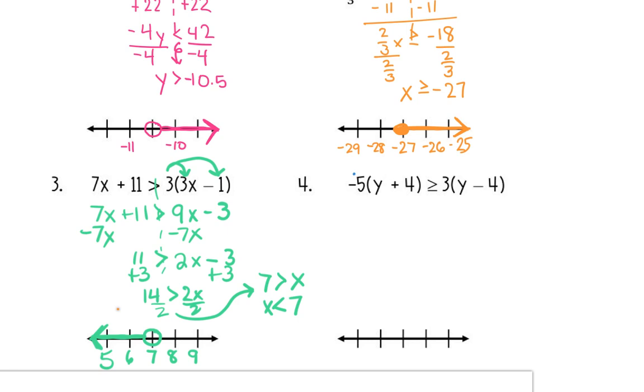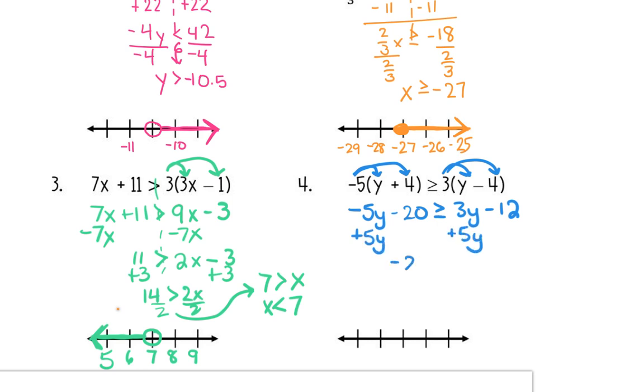Number 4, there's parentheses. I'm going to distribute both sets of these. So I have negative 5y minus 20 is greater than or equal to 3y minus 12. Variables on both sides. I'm going to add 5y to both sides. That's going to give me negative 20 is greater than or equal to 8y minus 12.